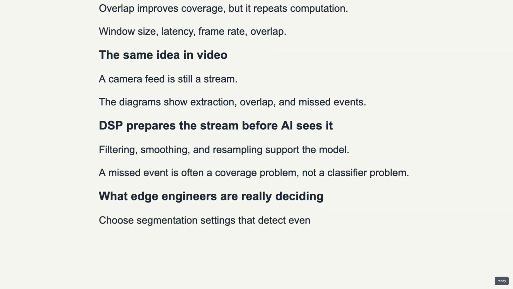This is a practical design skill. The same trade-off shows up in audio keyword spotting, machine monitoring, safety cameras, wearables, and environmental sensing, where the system has to stay efficient and still remain reliable.